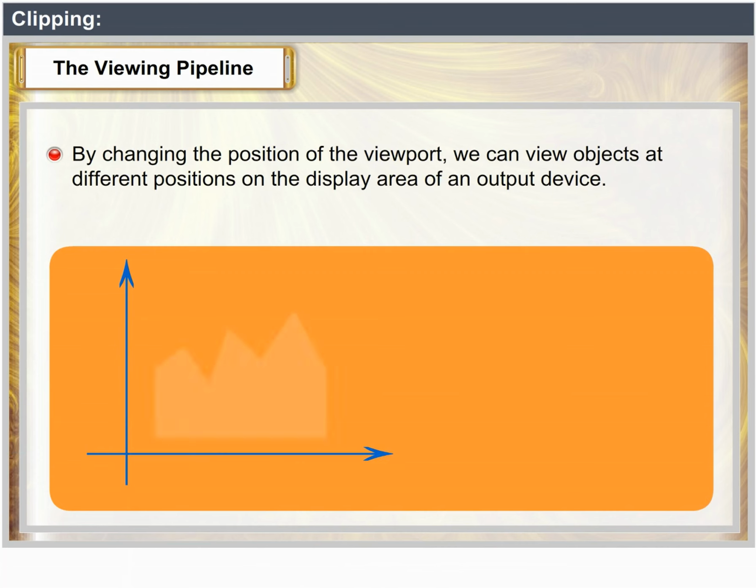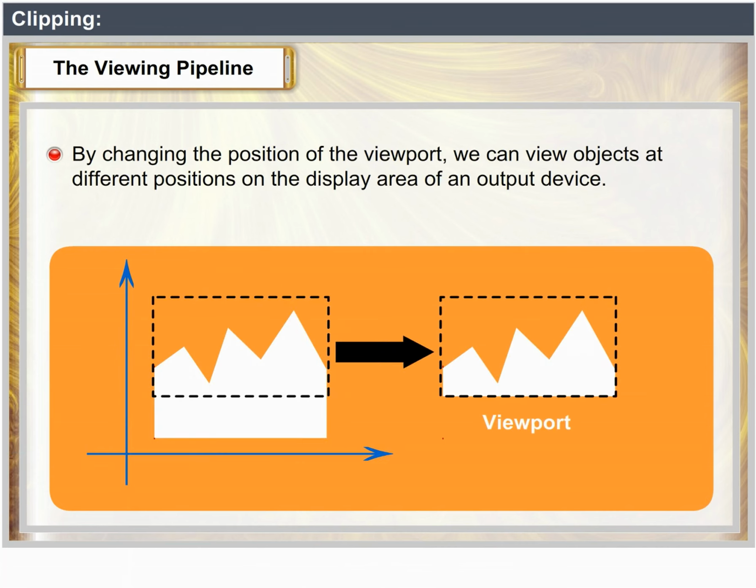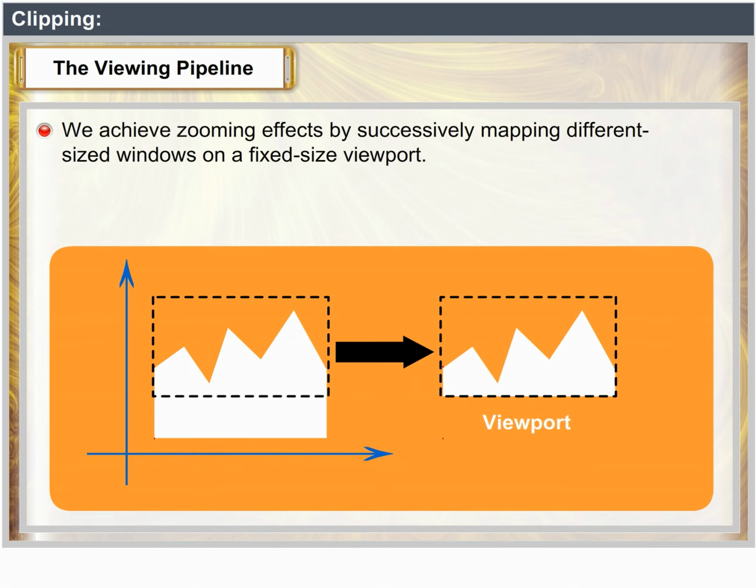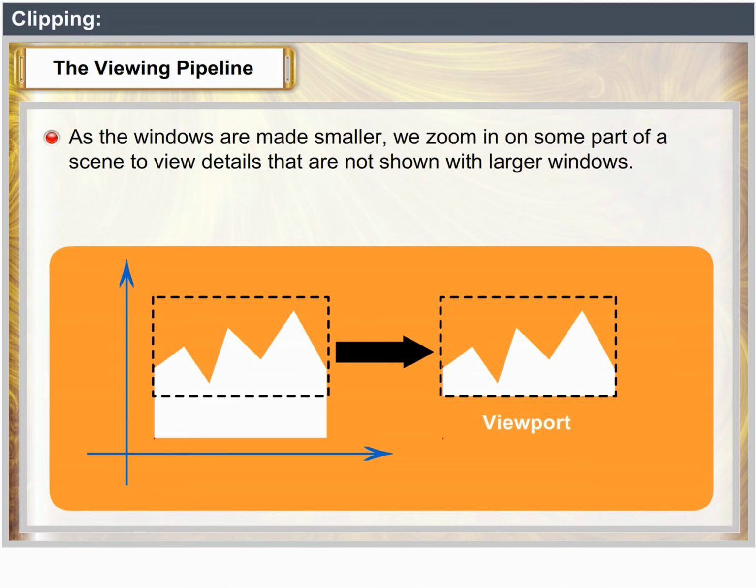By changing the position of the viewport, we can view objects at different positions on the display area of an output device. Also, by varying the size of viewports, we can change the size and proportions of displayed objects. We achieve zooming effects by successively mapping different size windows on a fixed size viewport. As the windows are made smaller, we zoom in on some part of a scene to view details that are not shown with larger windows.